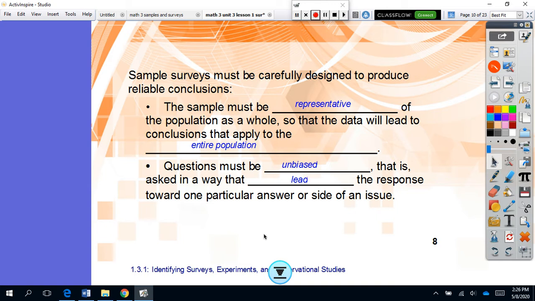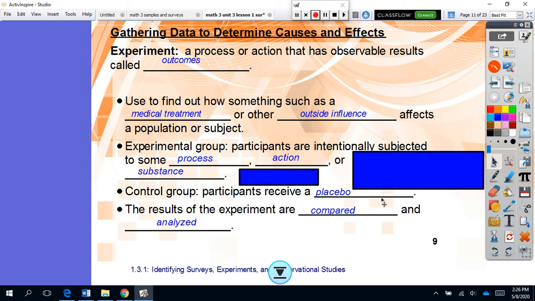So if you do a survey, you have to try to be unbiased because you do not want to lead the response. And in the project that we usually do, we usually have you create one biased question and one unbiased question, ask two different groups those two different questions, and then draw some conclusions. It's a fun project, but we don't get to do it this year, sorry. If you take AP Stats, you'll probably do it in there.